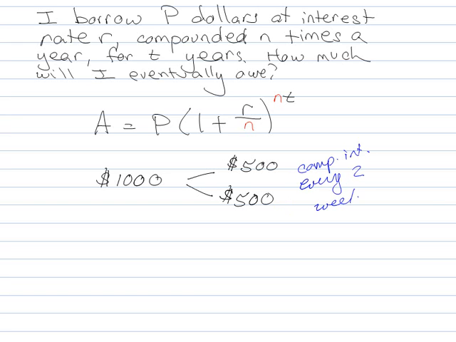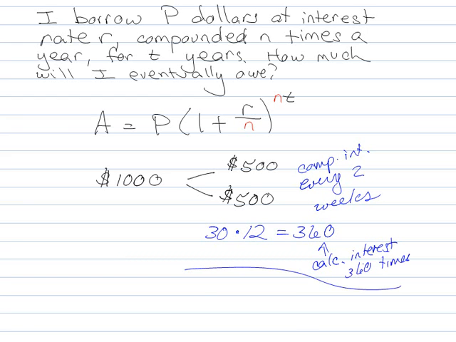So it's bad enough when you buy a house, because you usually buy a house for 30 years, compounded monthly. So that means they calculate interest 360 times, which is bad enough. But say you're doing this every 2 weeks thing, now all of a sudden they're calculating interest twice as often. So we'll give a rough estimate of calculating interest 720 times.